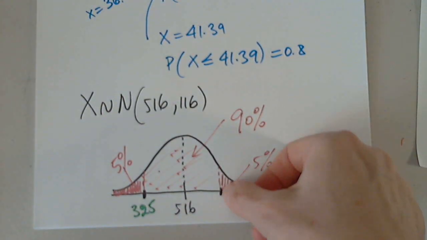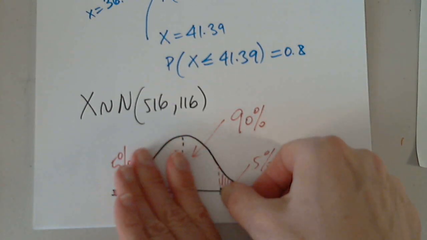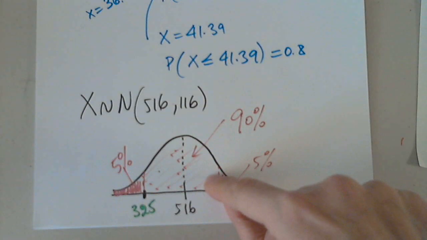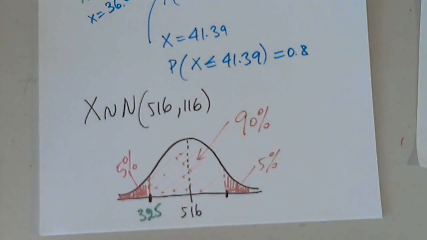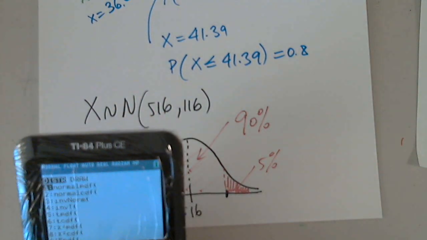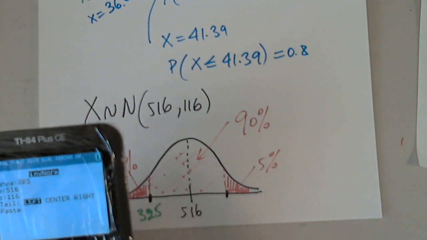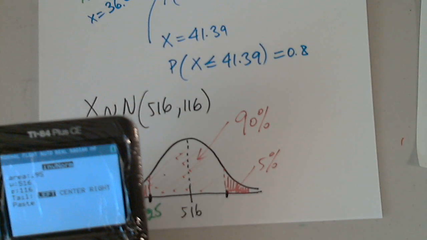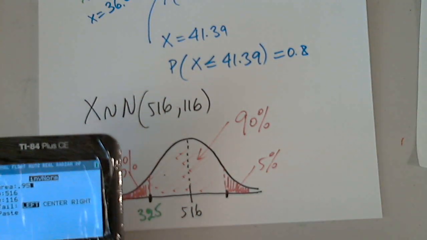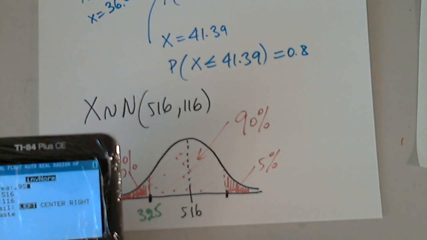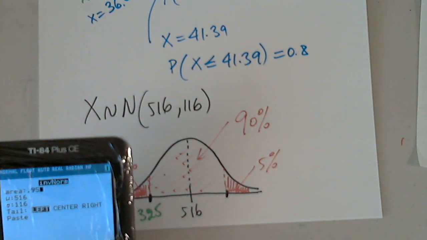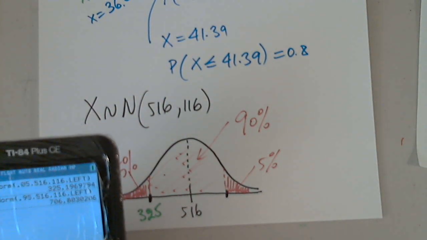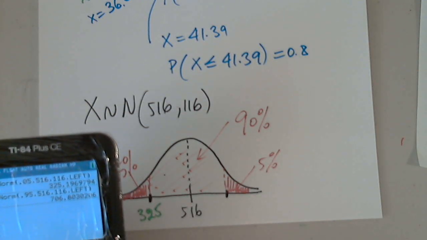In order to determine this, I'm going to have the area 0.95 because I have 90% plus 5%. So it's 95% to the left. So go to second and inv norm. Area to the left, 0.95. And I have the rest, 516 and of course 116. Yes, I have them still. And I get 707.